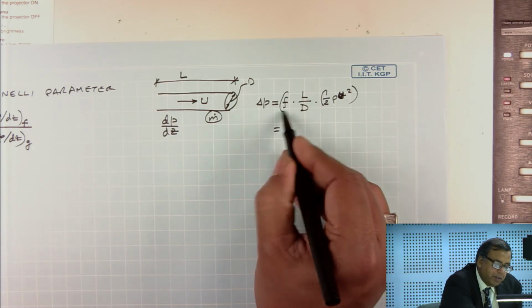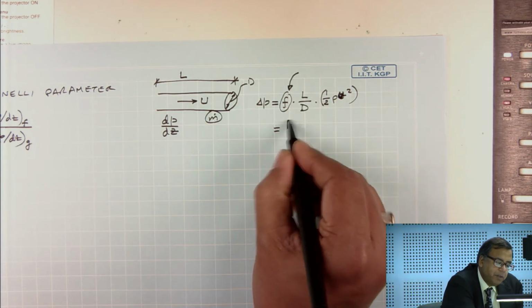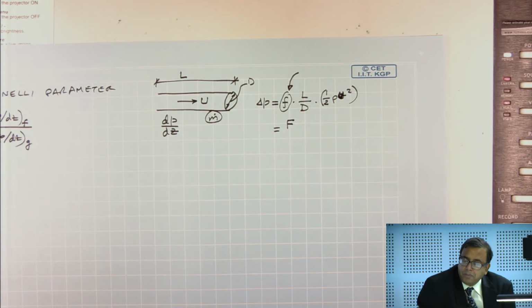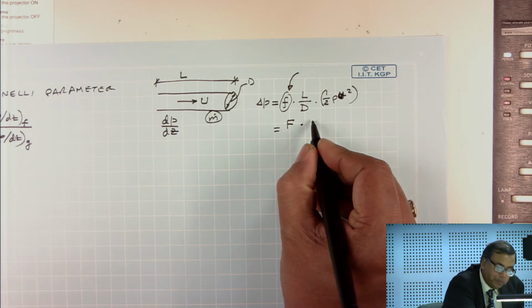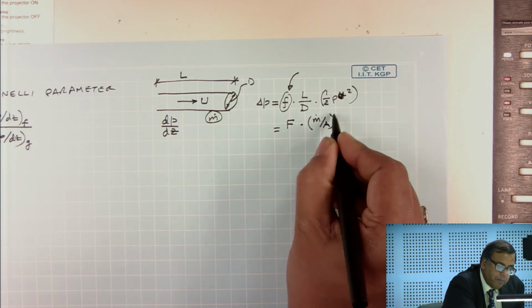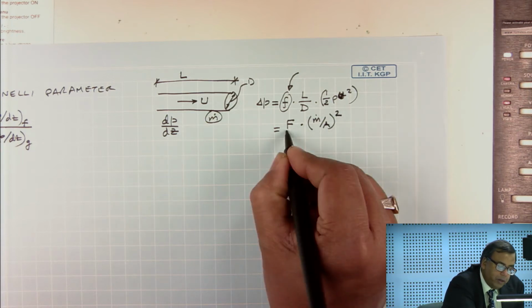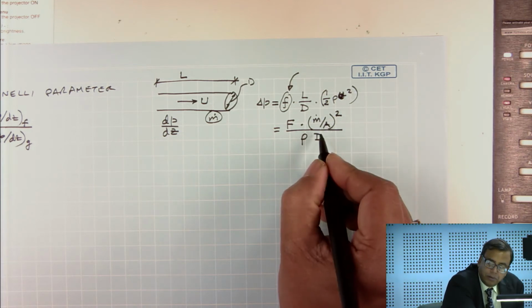And instead of using this Darcy friction factor, what if I write it in terms of Fanning friction factor? Okay. So, in the interest of time, I will write it down. That will be equal to F times m dot divided by A squared divided by rho d. I am sorry, F, yeah.